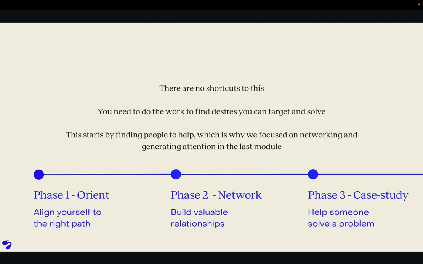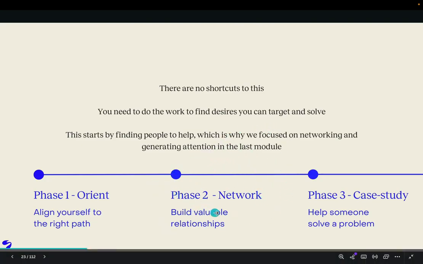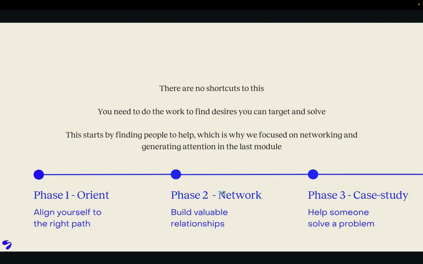This starts by finding people to help, which is why we focused on networking and generating attention in the last module. And it starts before that by orienting yourself to the right path so you can come in contact with the right people to help. And now that is why we are here.